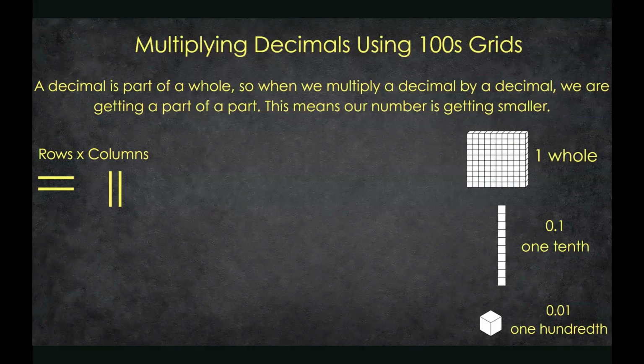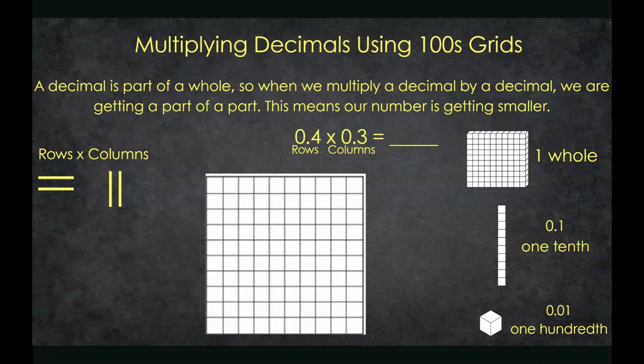Again, like I showed you in the last slide, our first number is going to be the rows, that's left to right, and our second number is going to represent our columns in the area model, and that's going to be vertical up and down. Our problem that we're going to do together is going to be 4/10 times 3/10. The 4/10 is going to be our rows, and our 3/10 are going to be our columns. Here's our hundreds grid. 4/10 is going to go on the left where our rows are. 3/10 is going to go on the top where our columns are.